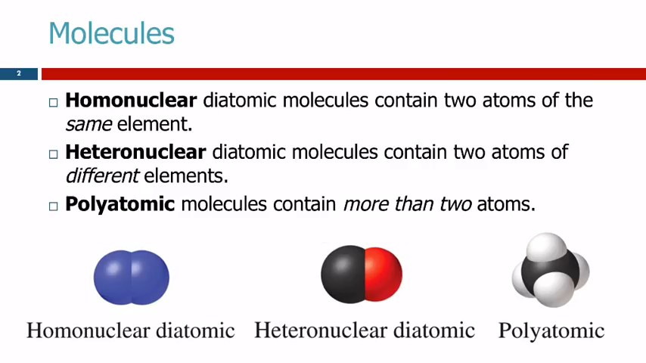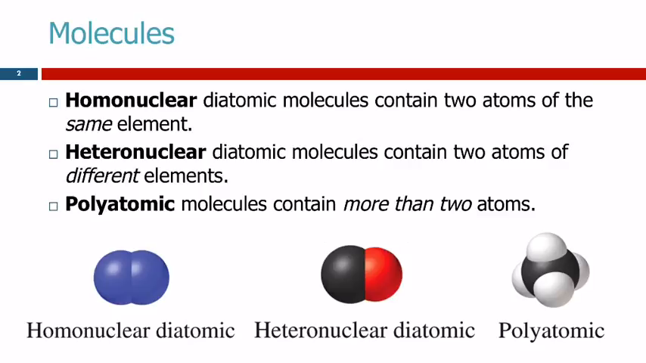And so those would be homonuclear. Homo is a prefix meaning the same, nuclear referring to the nucleus. So the same nucleus, so 2 atoms of the same element. A diatomic molecule, 2 atoms of the same element. Hetero is a prefix meaning different. So a heteronuclear diatomic molecule contains 2 atoms of different elements.